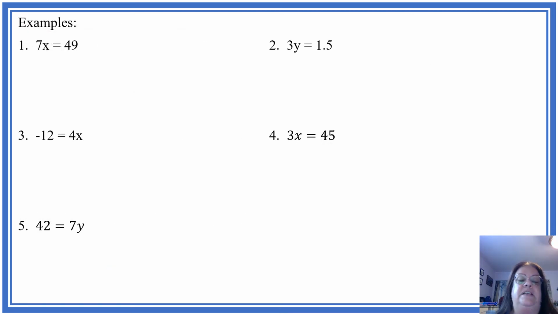All right, here's some examples we're going to do. Divide both sides by 7. Since 49 is divisible by 7, that makes life easy. All right, number 2 here, divide both sides by 3. Well, that's easy. The second side's a little dicier.